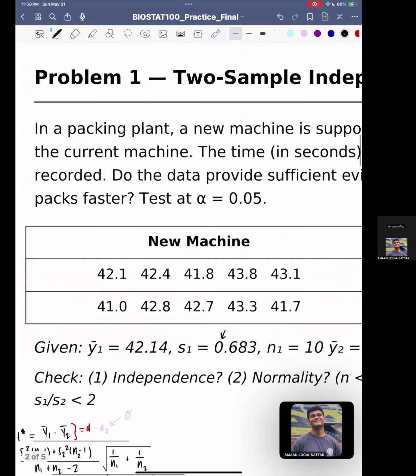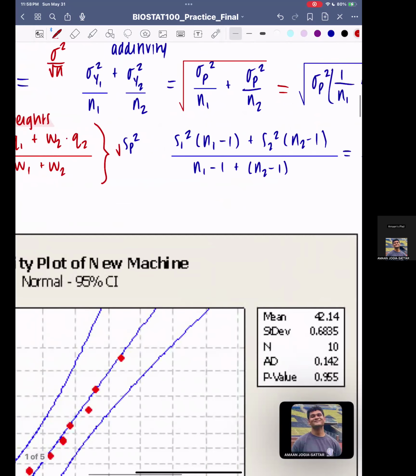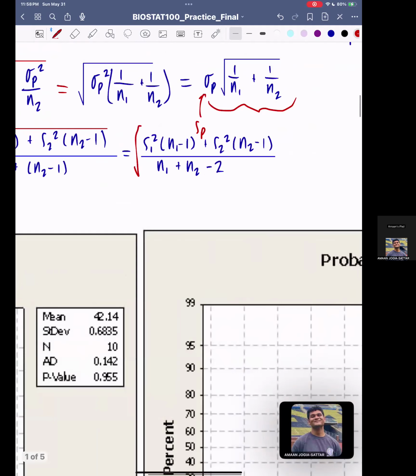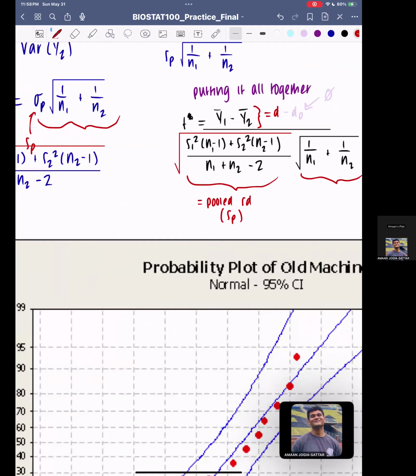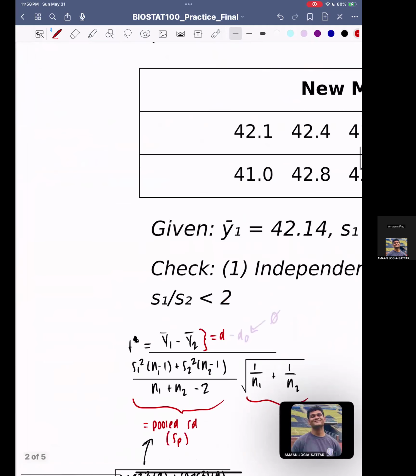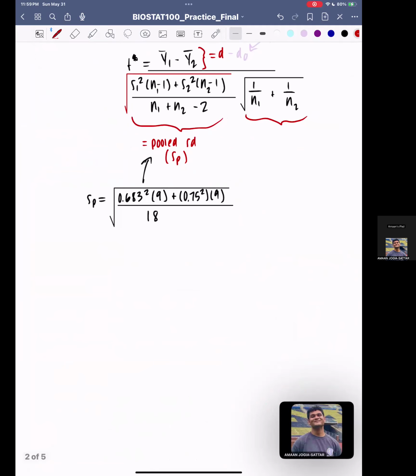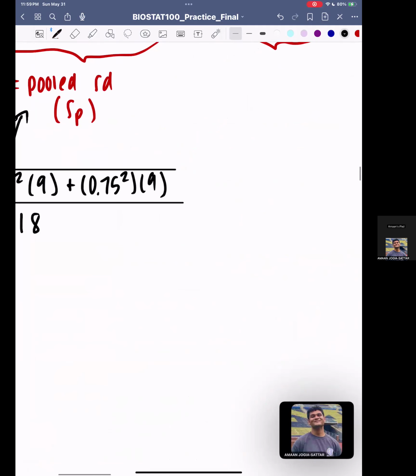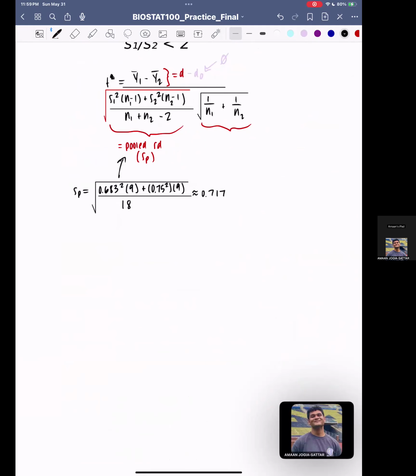Also, I just realized I have forgotten to put the square root, because remember this was the pooled sample variance, but we are taking the pooled SD because it's a standard error. So the only difference is we have the square root over everything. Great. Sorry about that. Cool. And so when you do all this math, what you end up with is 0.717. Okay? And then we can now plug that in.